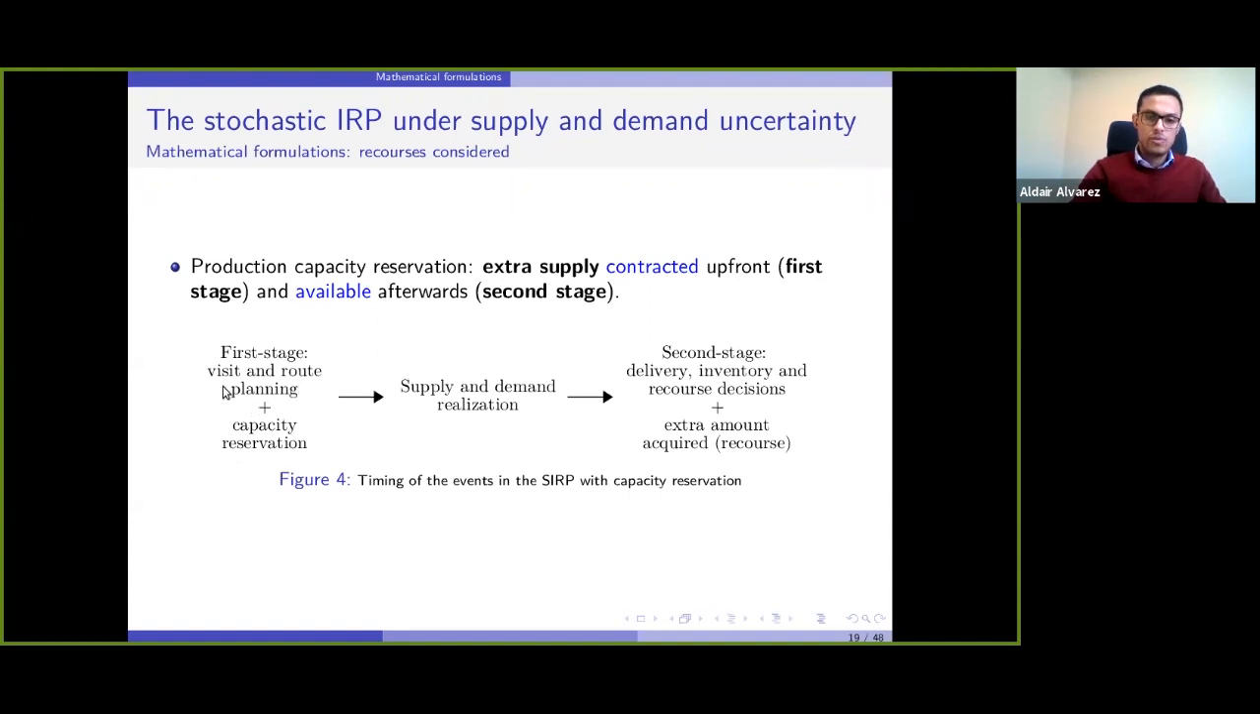The configuration of the problem now goes in this way. In addition to visit and route planning in the first stage, we have the reservation of the capacity as a first-stage decision. And then after we observe what happens with supply and demand, we define again the same deliveries, inventory and lost sales, for example, which is a recourse. But we have an extra recourse here, which is this extra amount. It's an extra supply for the supplier, being redundant, that depends on this reservation. If we do not reserve anything, we won't have anything available. If we do reserve in the first stage, then we have that amount available, but we can use it or not, depending on what we want.